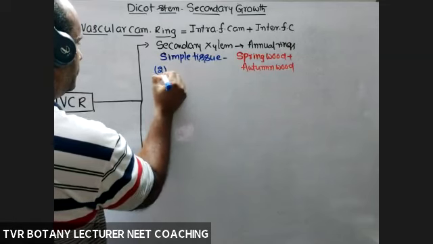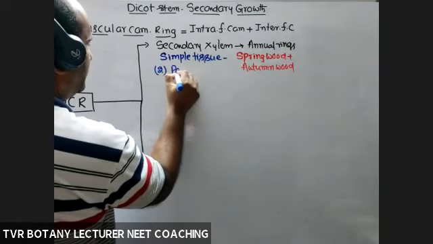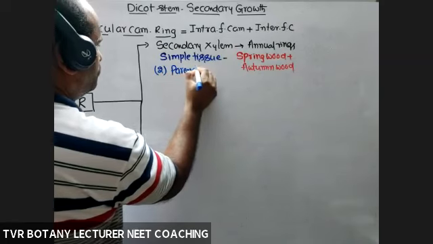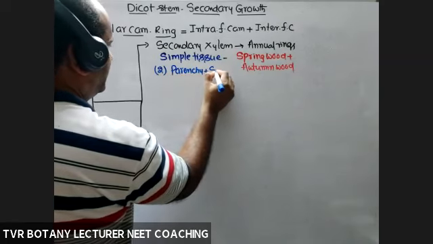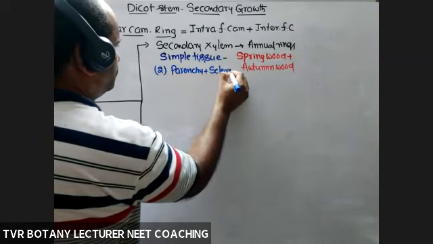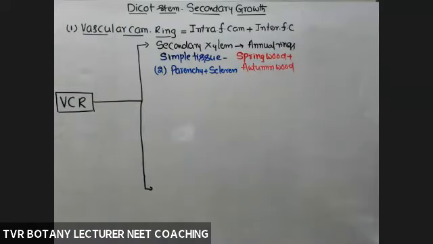One is parenchyma, and the second one is sclerenchyma. Collenchyma is completely absent. Collenchyma is always primary in origin. There is no formation of collenchyma during secondary growth. What is the reason behind that? During secondary growth, a lot of secondary xylem is produced.